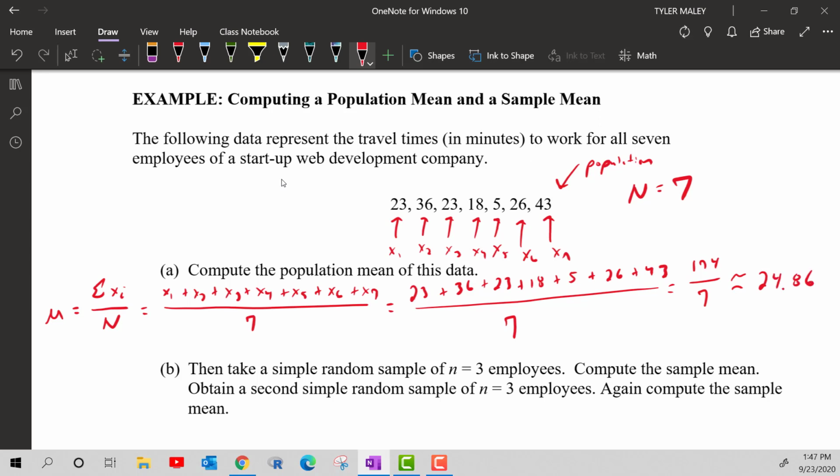And something that you want to note is when you're working with mean, your units here are minutes in your data. So when you calculate the mean, the units stay the same. So this would also be minutes. So this is like an average, a typical time.